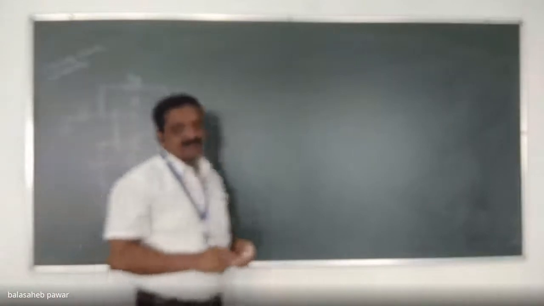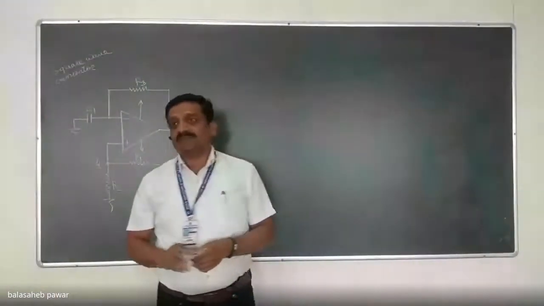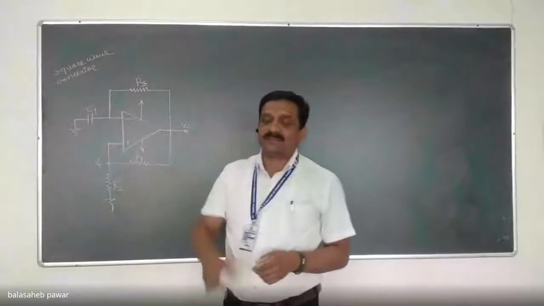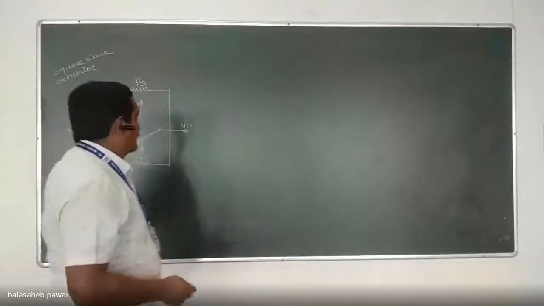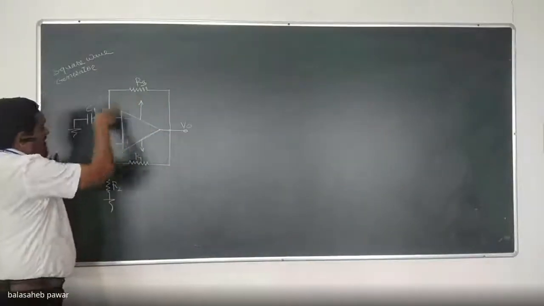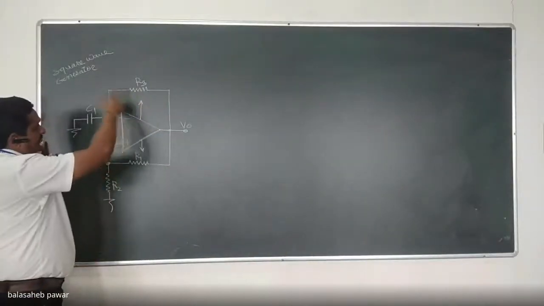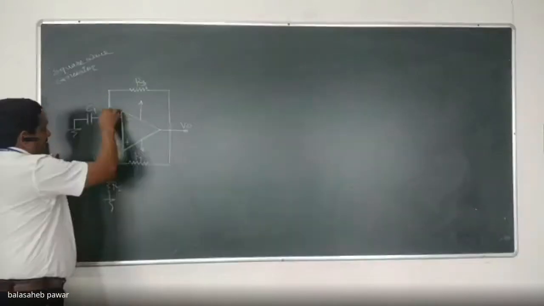So at its output, we will get a symmetrical square wave having its amplitude decided by the closed loop gain, and almost it will be plus minus Vsat. So the generated wave will be a square wave with amplitude of plus minus Vsat, and its frequency of oscillation will depend on the values of R3 and C1, which are used in the feedback part.